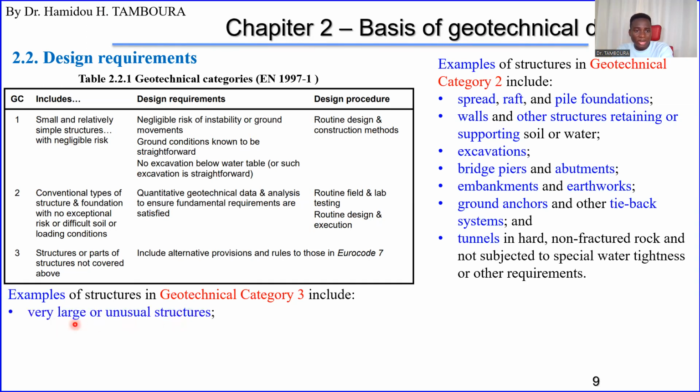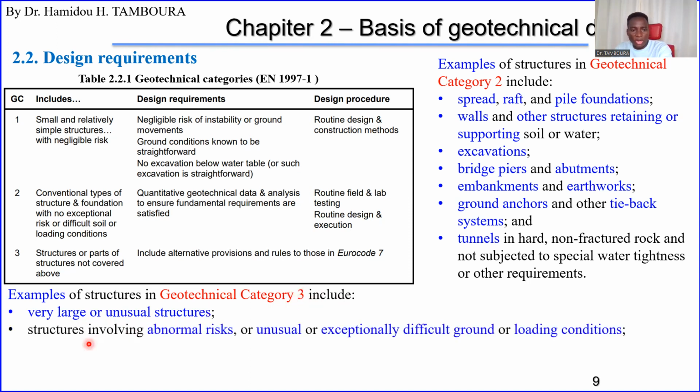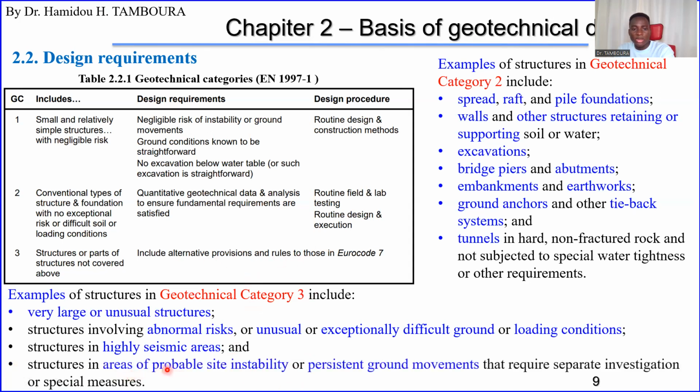If you have, for example, a very large or unusual structure, then it is category number 3. If we also have a structure that involves abnormal risk, unusual or exceptional difficult ground, or loading conditions, that also will be category 3. A structure in a highly seismic area will also be category 3. And a structure in an area of probable site instability, persistent ground movement, landslide, for example, that requires separate investigation or special measures, this also will be category number 3.